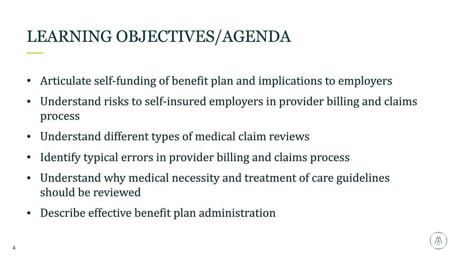We're going to get things underway by summarizing our learning objectives, which will really serve as our agenda as well. We're going to start out by defining self-funding and the implications that self-funding has for employers. We're going to talk about some of the risks to self-insured employers as it relates to both provider billing and the claims process. We're going to understand some of the different types of medical claim reviews that are available to self-insured employers and which really serve as strategies to help mitigate risk in a self-insured environment. We're going to identify some of the typical errors that we normally see when we perform our claims reviews. These errors are in both provider billing and in the claims process, and they really are where there is exposure for employers.